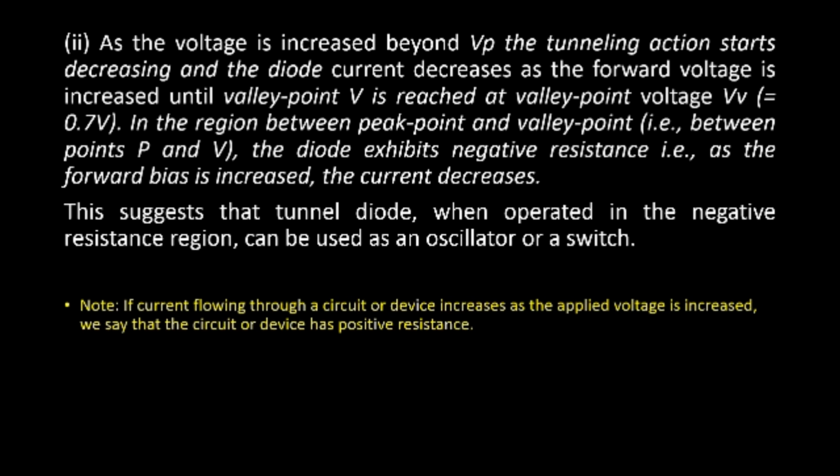This suggests that a tunnel diode, when operated in the negative resistance region, can be used as an oscillator or a switch. Note: if current flowing through a circuit or device increases as the applied voltage is increased, we say that the circuit or device has positive resistance.